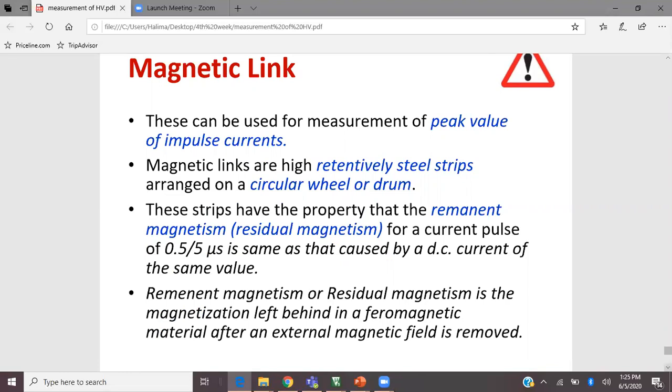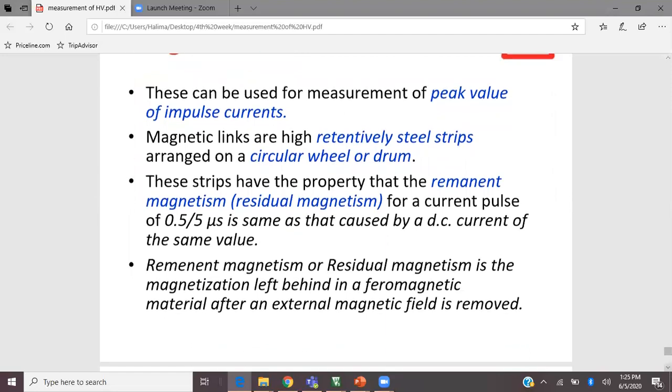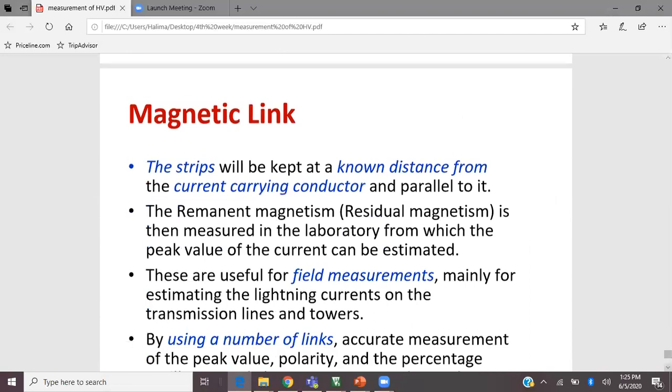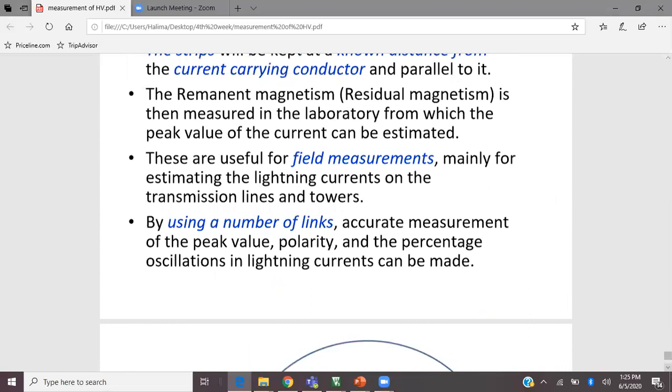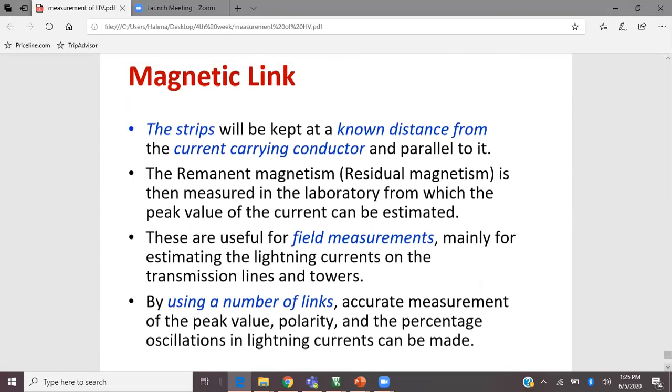Magnetic links are highly retentive steel tips arranged on a circular wheel or drum. These tips have the property that the remanent magnetism for a current pulse is same as that caused by a DC current of the same value. So these tips are kept at a known distance from the current carrying conductor and parallel to it, and the magnetism is then measured in the laboratory from which the peak value of the current can be estimated.